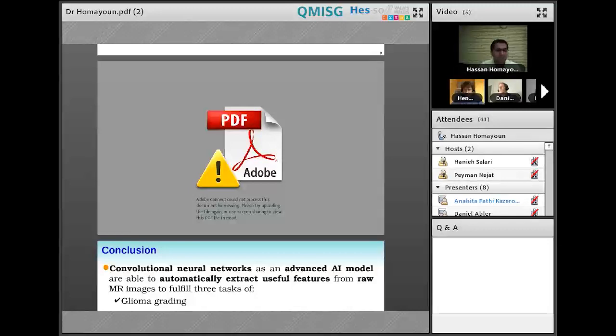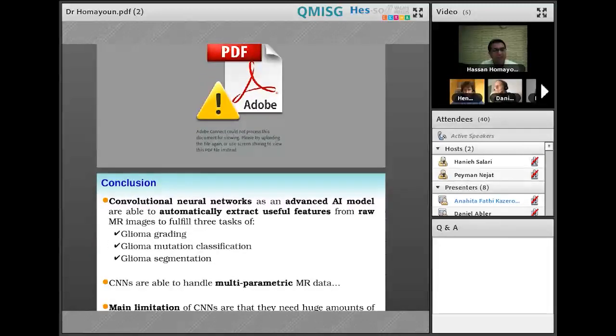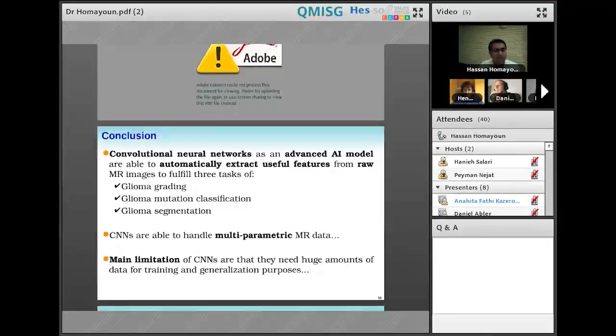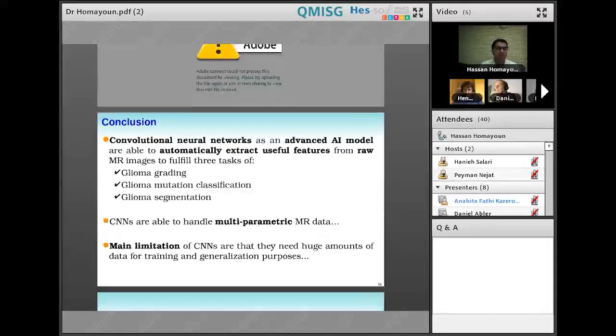This means that not only is the tumor area, the affected area, found, but exact localization is also performed by this architecture.